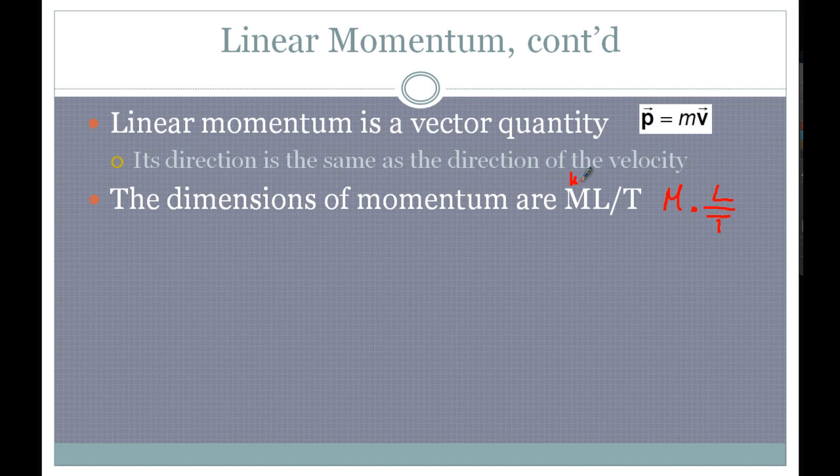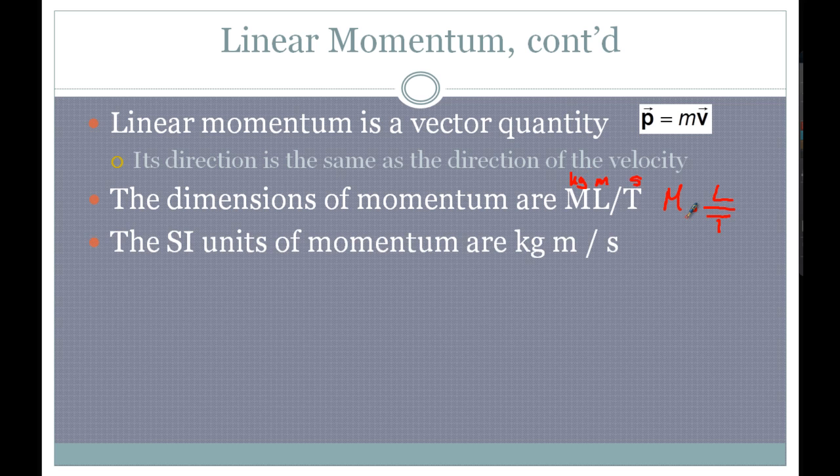In our case here, it's going to be kilograms meters over seconds, which are the SI units. Unfortunately, it doesn't have a pretty unit like a joule or a Newton. You've got to leave it as kilograms times meters over seconds.